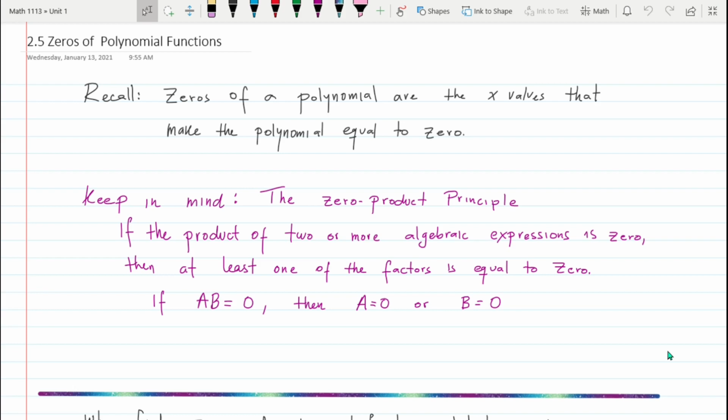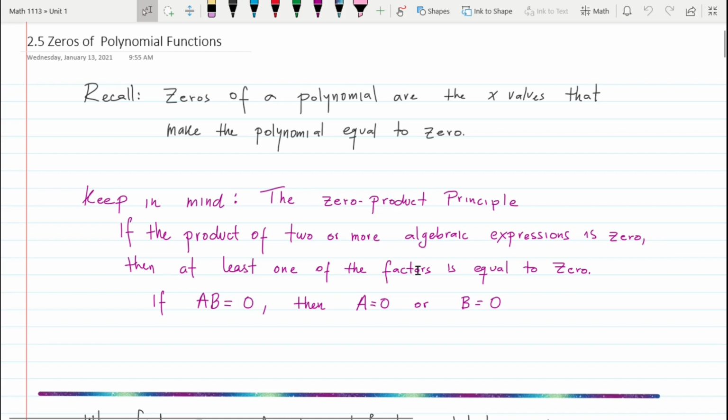Something to keep in mind, and I think is very important to understand because later on we'll try to explain it under this light, is that the zero product principle helps us understand polynomials in some way. And so what is the zero product principle? If you recall, it is the product of two or more polynomials or algebraic expressions. If that product is equal to 0, then at least one of the factors has to be equal to 0.